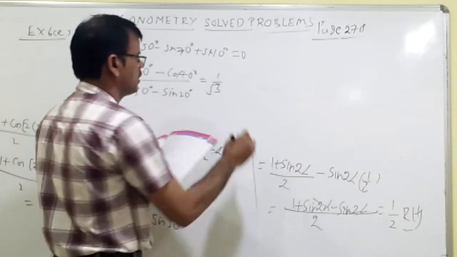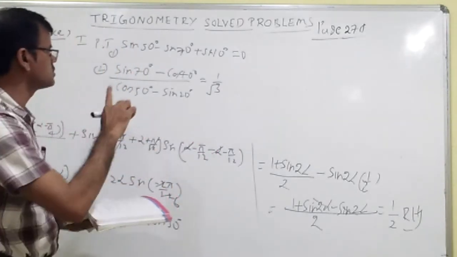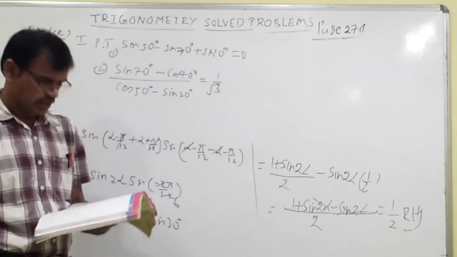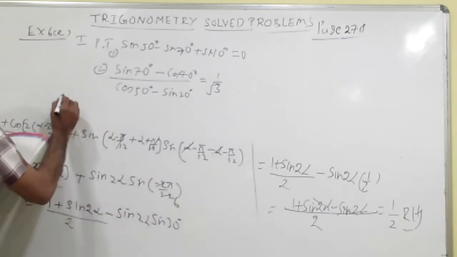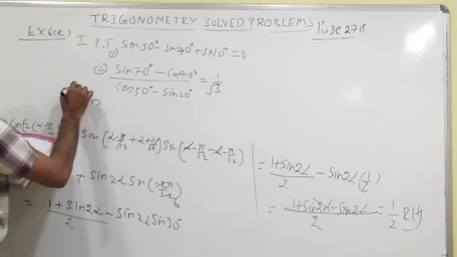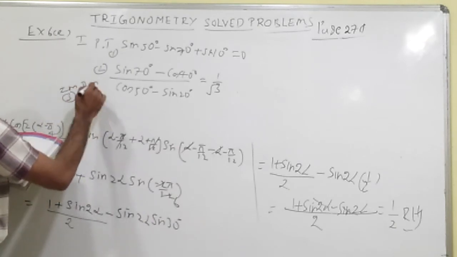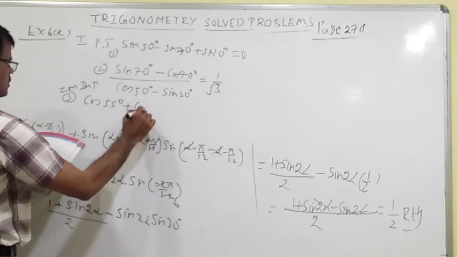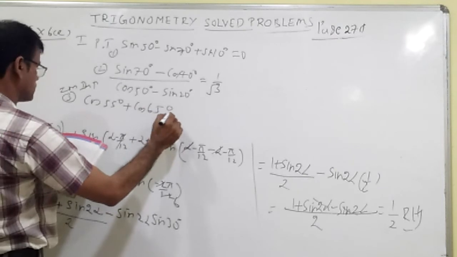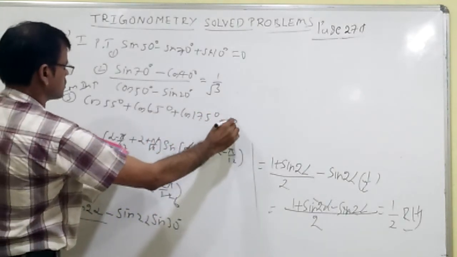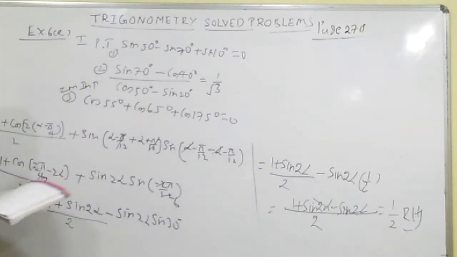If you have any doubt while converting the values sin into cos or cos into sin, or any doubt regarding formula, you can ask me. Third one, cos 55 degrees. This is a 2 marks IMP question. Cos 55 degrees plus cos 65 degrees plus cos 175 degrees is equal to 0. This is a sum in objective also, in objective level 1.